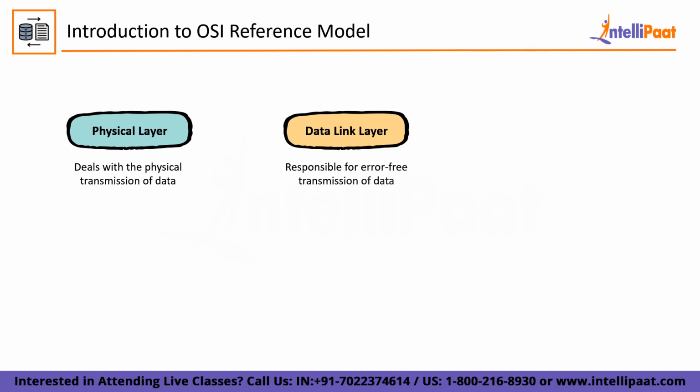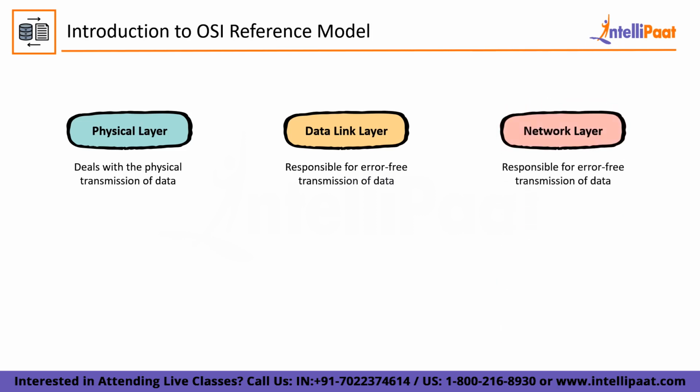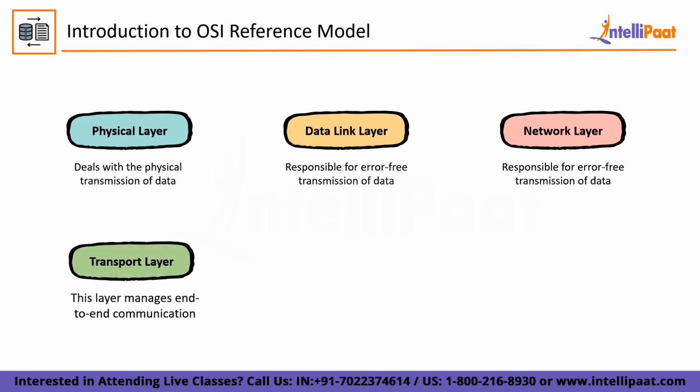The third layer is the network layer, which provides logical addressing and routing. This layer determines the best path for data to travel from one device to another, taking into account factors such as network congestion and the destination of the data. The fourth layer is the transport layer, which manages end-to-end communication. It ensures that data is delivered to the correct application on the receiving device and manages flow control to prevent overload of the network.